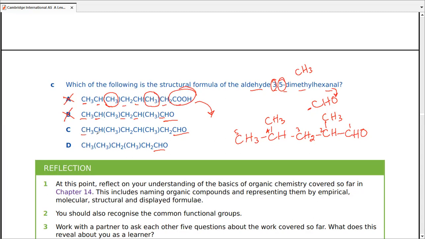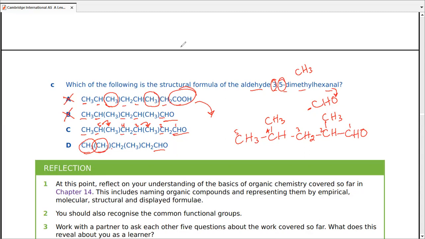Okay, let's take a look at this. 1, 2, 3, 4, 5, 6. These are 6 carbon atoms. Now, if this is number 1, this is number 2, and this is number 3. This one is present on 3. This is number 4. This is number 5. This one is present on 5. Makes sense. This can be right. Let's check out the last one. Now, CH3 and another CH3.